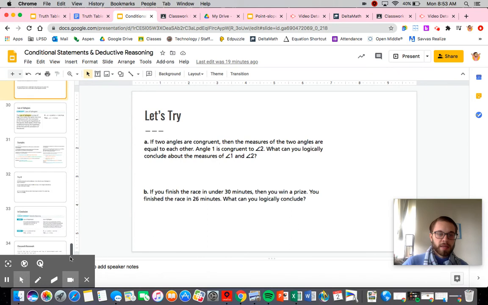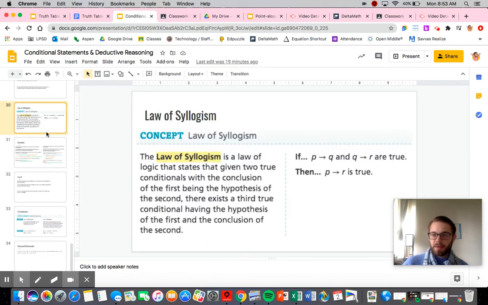Now, let's look at the next one. Next one's a little bit tougher just because we're not necessarily saying things about conclusions. Now we have the law of syllogism. That's just a logical law stating that given two true conditionals with the conclusion of the first being the hypothesis of the second, then there exists a third conditional where the hypothesis is the first and the conclusion is the second's conclusion. Basically, this is the transitive property for conditionals, if for lack of better words, right?